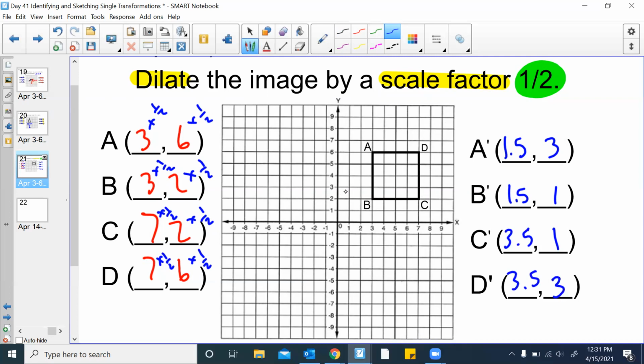Now, if we were to graph this, we could come over here to 1.5 up to 3. That would be A prime. B would be 1.5 up to 1. That would be B prime. C would be 3.5 up to 1. C prime, and D right here. And that would be D prime. And that would be what our shape would look like if it was dilated by a scale factor.